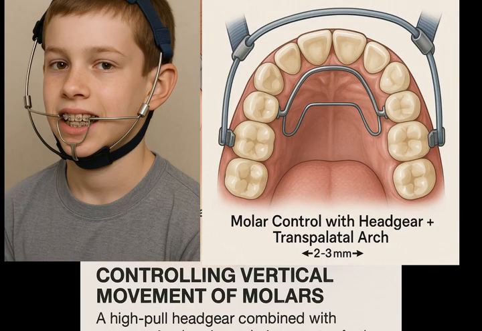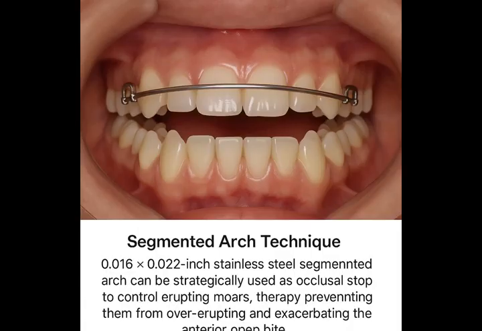2. Controlling vertical movement of molars. In cases where dental eruption contributes to the open bite, controlling molar eruption is critical. A high-pole headgear combined with a transpalatal arch can help prevent further vertical eruption of molars. 3. Segmented arch technique. A 0.016 x 0.022-inch stainless steel segmented arch can be strategically used as an occlusal stop to control erupting molars, thereby preventing them from over-erupting and exacerbating the anterior open bite.